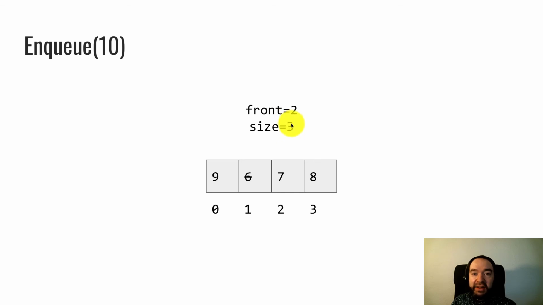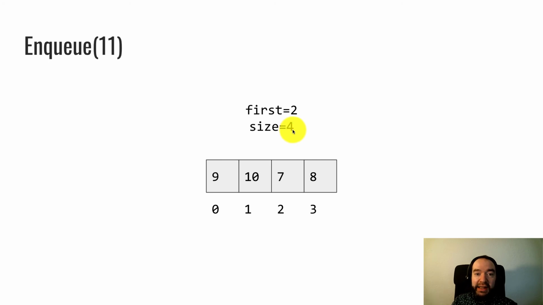Okay, let's enqueue 10. This is going to show you the wraparound thing again. So if I enqueue 10, we need to calculate where that goes. That would be at index 2 plus 3 mod 4. 2 plus 3 is 5. 5 mod 4 is 1. So at index 1, we place the 10. That's the only available element, and the size is incremented to 4.